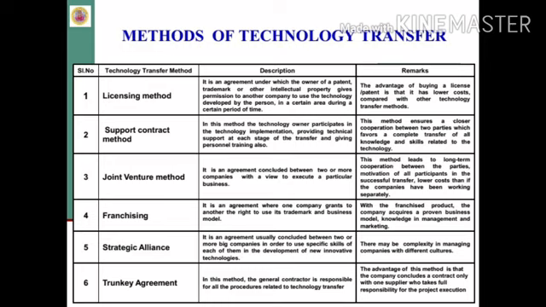First of all, the licensing method. It is an agreement under which the owner of a patent, trademark or other intellectual property gives permission to another company to use the technology developed by the person in a certain area during a certain period of time. There is an advantage for this licensing method. The advantage of buying a license or patent is that it has lower cost compared with other technology transfer methods.